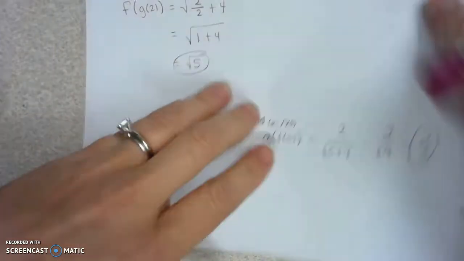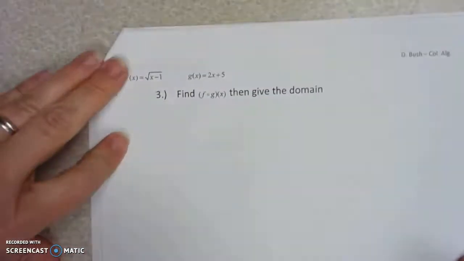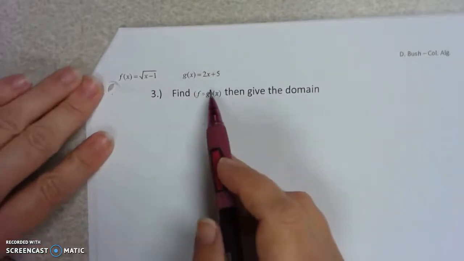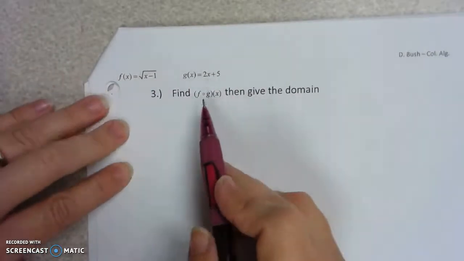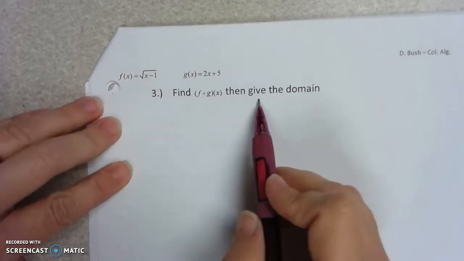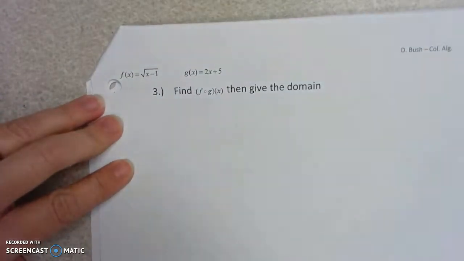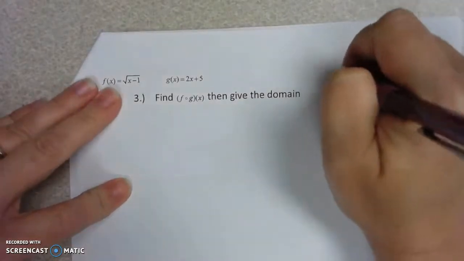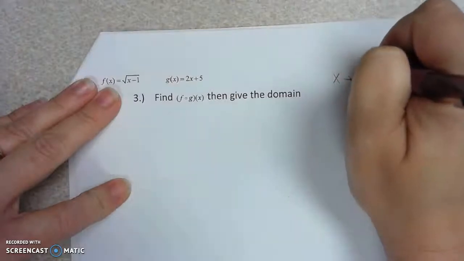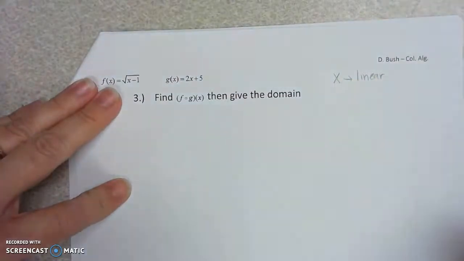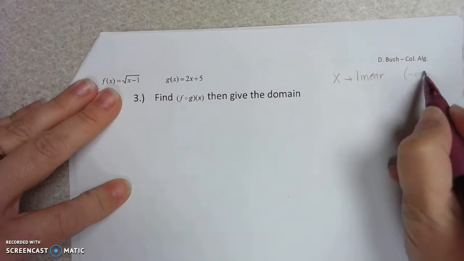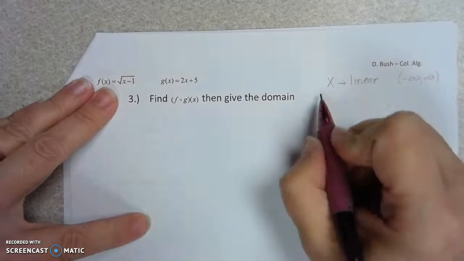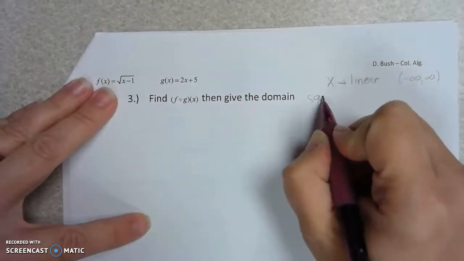Alright, let's look over to the second page here. We have two new functions. We have f of x is the square root of x minus 1, and g of x is 2x plus 5. And so I want to find f of g of x and then give the domain. So remember, there are three equations we've talked about where we talked about the domain. The first one was linear. And we said the domain was anything between negative infinity and positive infinity. Then we talked about square root.